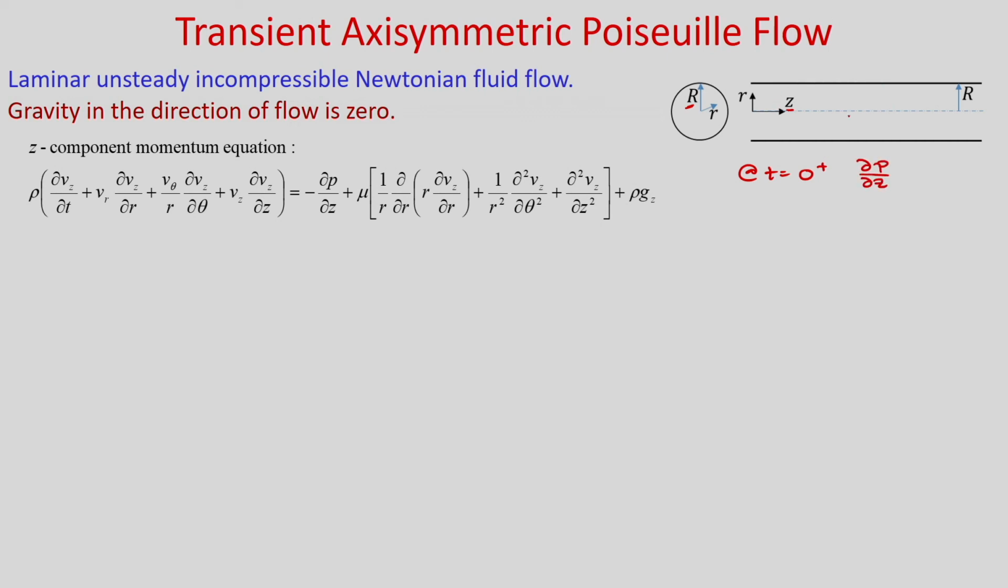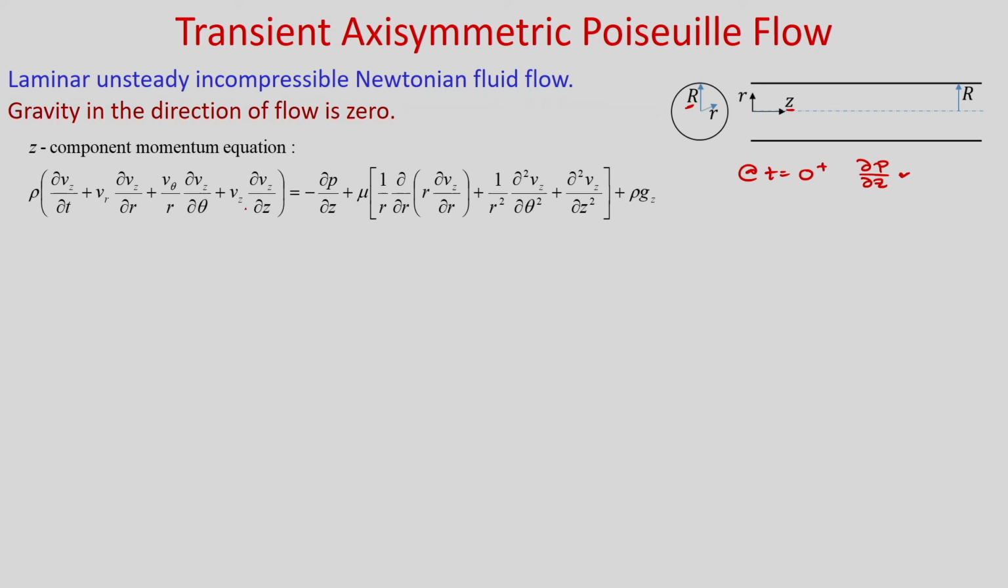Initially the velocity of the fluid medium is 0 and suddenly at t equal to 0 plus we have an imposed pressure gradient del p by del z. So obviously flow will start and the fluid will gain velocity in the positive z direction, and we are also neglecting gravity in the direction of flow.